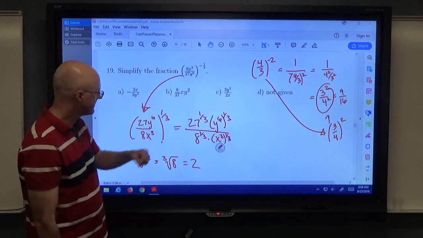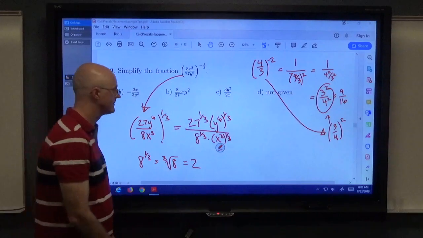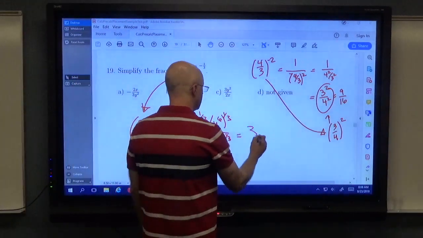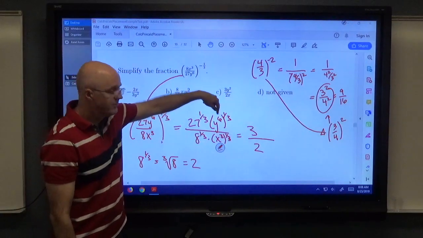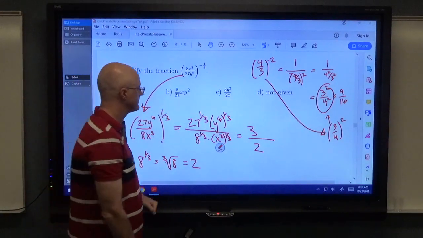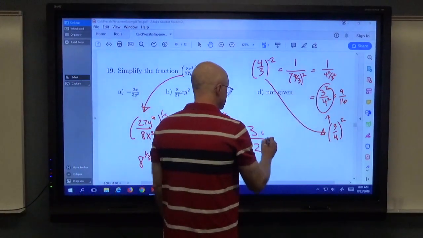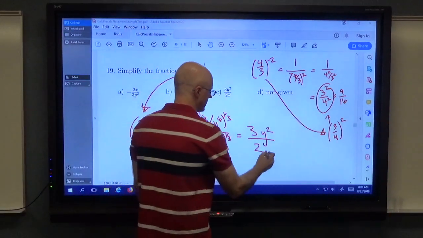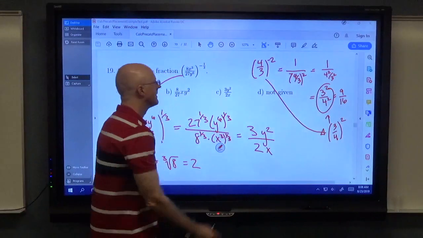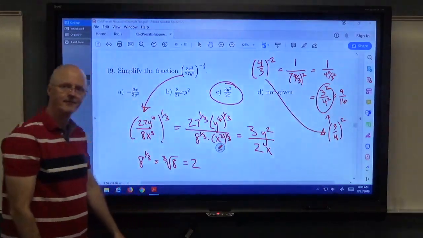How about 27 to the 1/3? The cube root of 27, that's 3. What do you do here? You multiply the exponents. I mentioned that property as well. And 6 times 1/3 is 2. Also multiply the exponents there. 3 times 1/3 is 1. The answer is choice C.